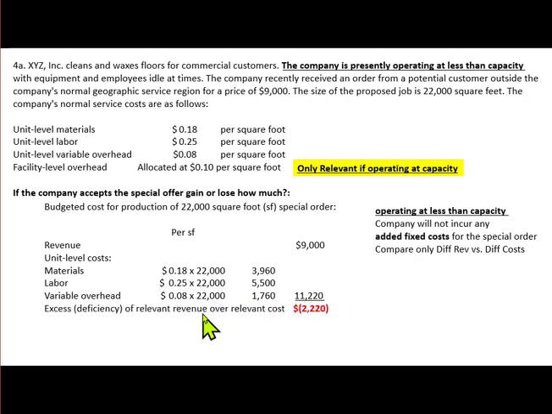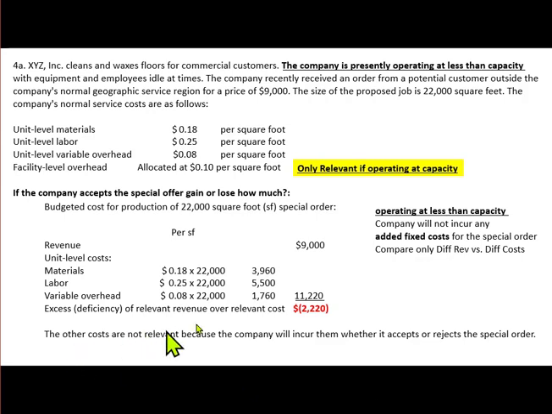And the difference between the differential revenue, which in this case is this one job, versus the cost of this one job, looks like we have a deficiency, because our differential costs are more than our differential revenue by the tune of $2,220. So the other costs are not relevant because the company will incur them whether they accept the job or not. So unless you had some other reason other than making a profit, I would say this is a no-go.